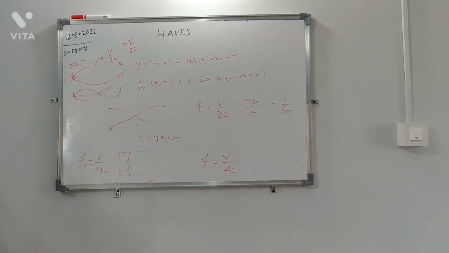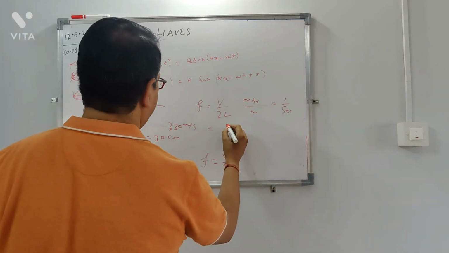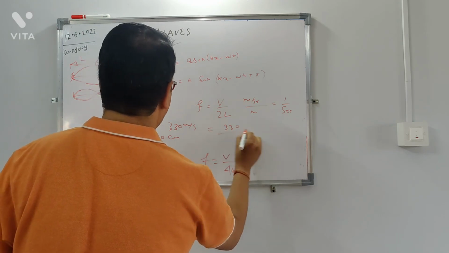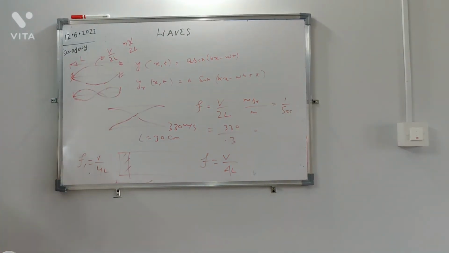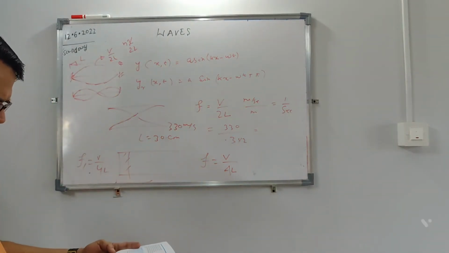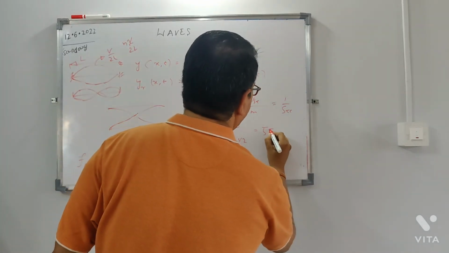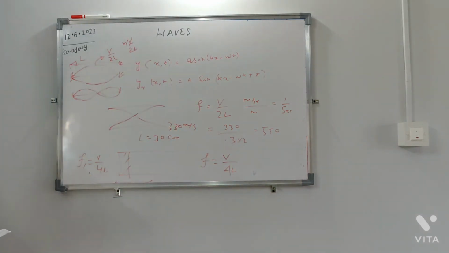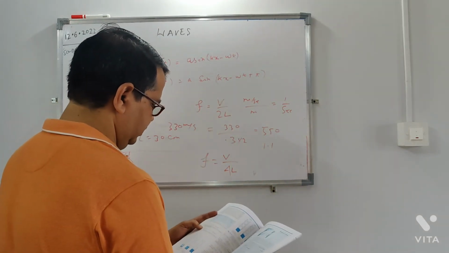So now your question is a pipe of length 30 centimeter, sound is traveling through this at 330 meter per second. So your V by 2L is equal to 330, then this 30 centimeter you can convert to meter, into 2. So if this is the case, your frequency you will end up with 550 hertz. So they are asking where the resonance will happen. So your 1.1 kilohertz they have given.